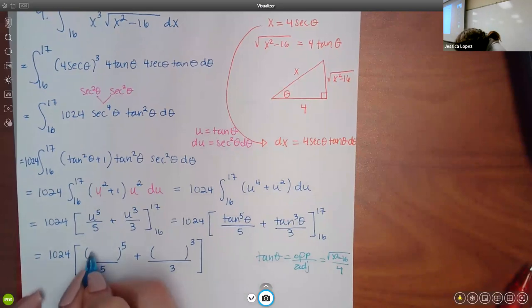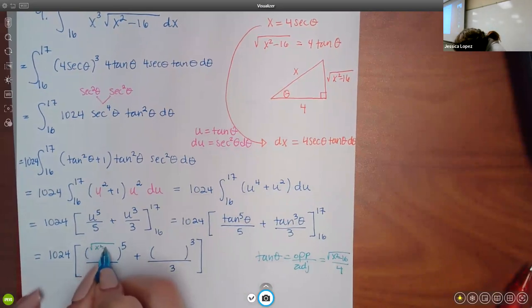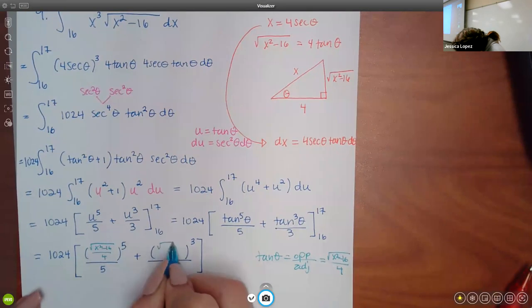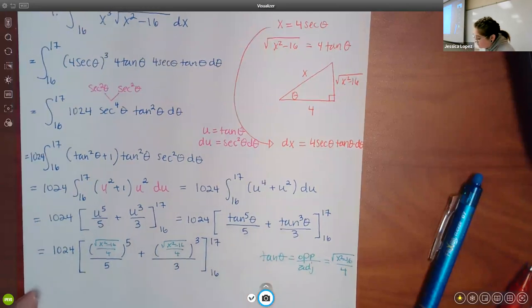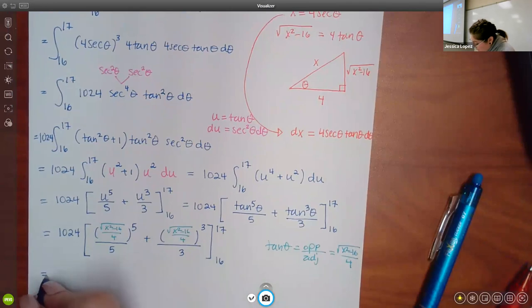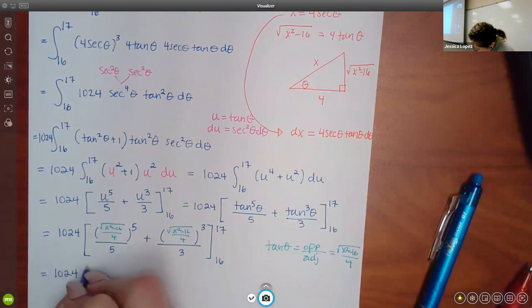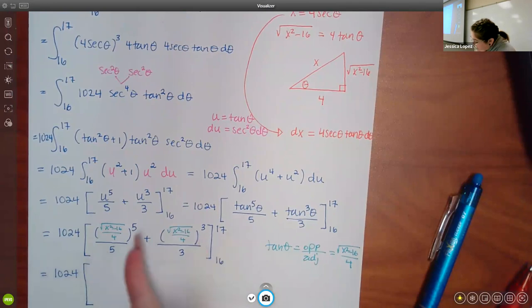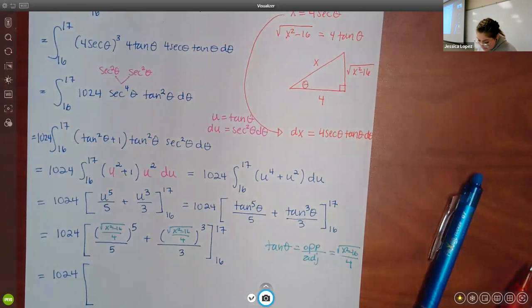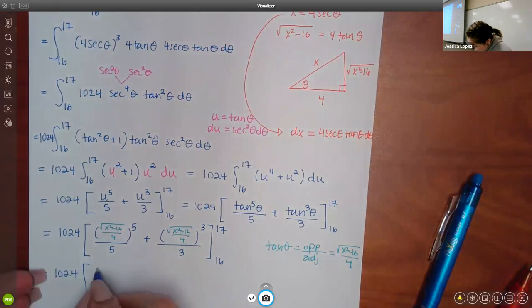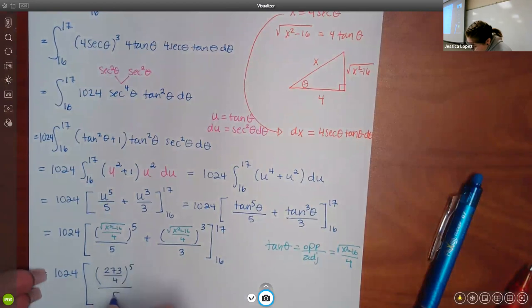So let's see, we're going to do square root of x squared minus 16 over 4, square root of x squared minus 16 over 4. And I'm going to go from 16 to 17. Now you could try to manipulate this, but I'm not going to waste more test time trying to do that. So if I plug in 17 squared minus 16 happens to be 273 over 4 to the fifth power over 5. That's actually the square root of this thing.